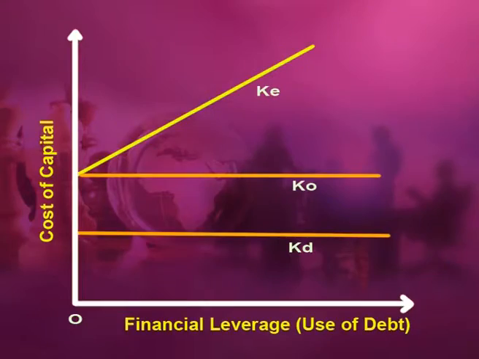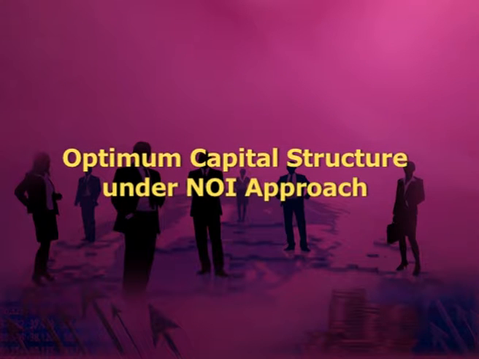The effect of financial leverage on cost of equity, cost of debt and overall cost of capital under NOI approach can be explained with the help of this diagram. It is clear from the diagram that with increase in financial leverage, the overall cost of capital KO and cost of debt KD remain at the same level, but cost of equity increases with increase in financial leverage. This is because the expected rate of return on equity increases with the increase in financial risk in the business. Overall cost of capital remains constant because the benefit of low cost of debt is neutralized by the increase in cost of equity.